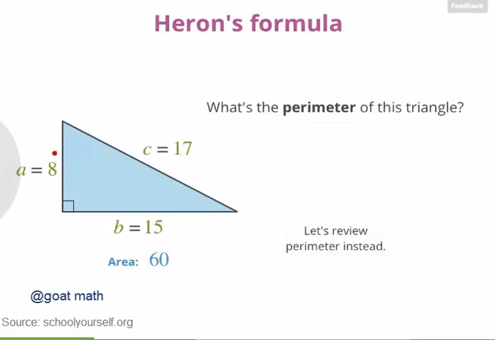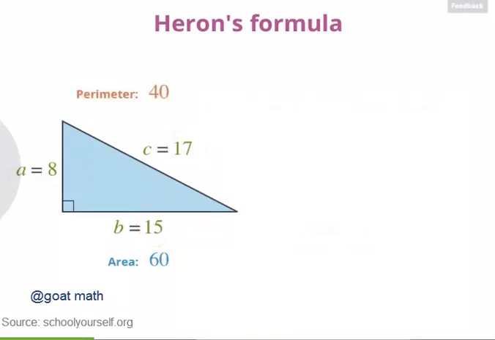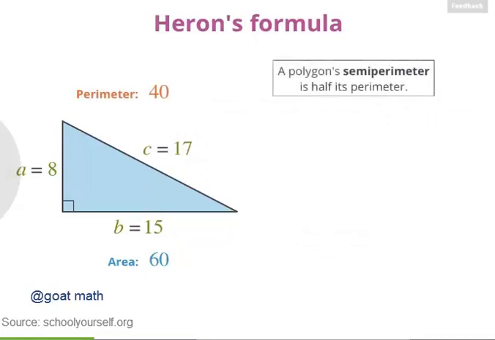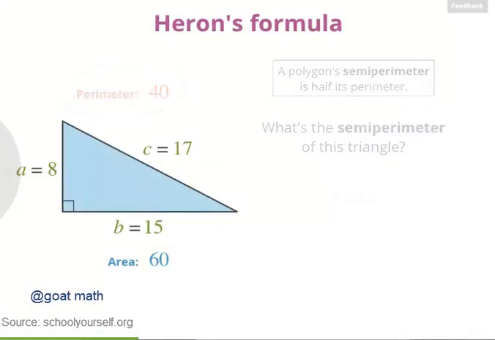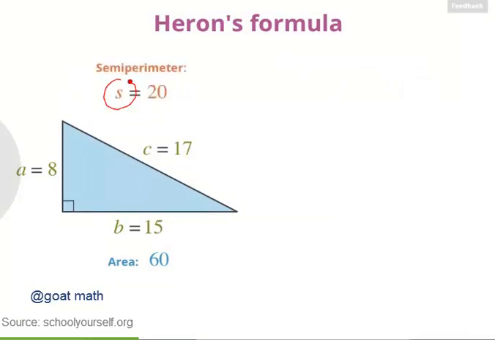Exactly, the perimeter is 8 plus 15 plus 17, or 40. Now let's quickly define a new word, semiperimeter. For any polygon, the semiperimeter is half of its perimeter. So what's the semiperimeter of this triangle? Exactly. Since the perimeter is 40, the semiperimeter, which we'll call S, is half of that, or 20.